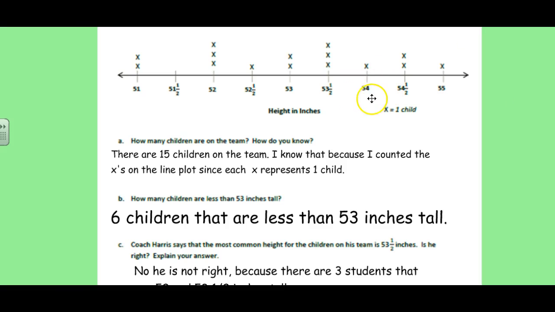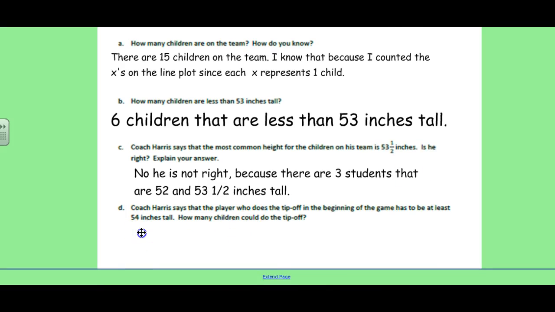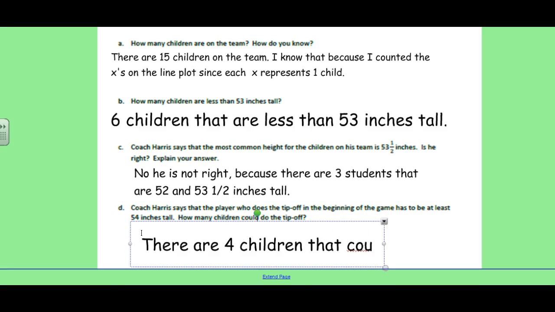So we're going to actually be looking at the 54 inches. It didn't say they had to be taller than 54 inches. So when I look at 54, I'm going to be going up to 54.5, and I'm also going to be going to 55. I'm not going to go back to 53 or 52 or 51, because that's going to be less than 54 inches. So when I count all of the x's between 54 inches and 55 inches, I see that there's 1, 2, 3, 4 x's. So that tells me that the answer for this question is there are 4 children that could do the tip-off.